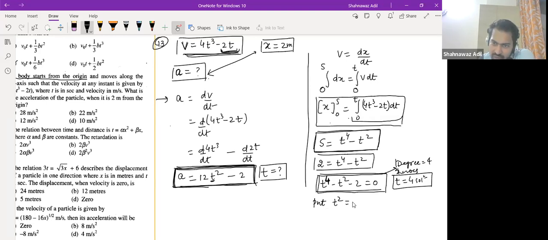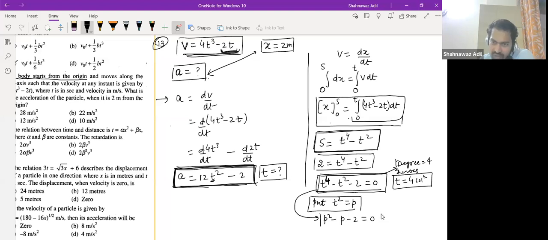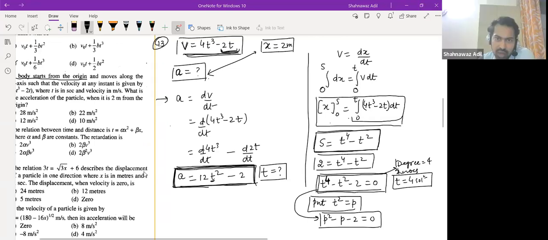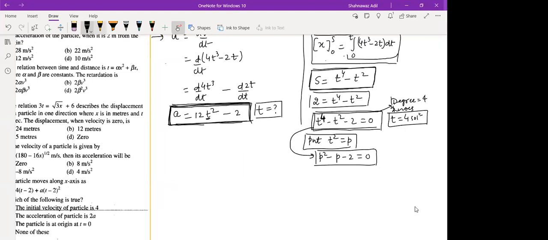So if I put t square equals to p, what would this equation be? Sir, p square minus p minus 2. So now is this equation simple or not? Yes, sir. Martin got disconnected. So you guys solve this equation and tell me the answer. What would be the answer?